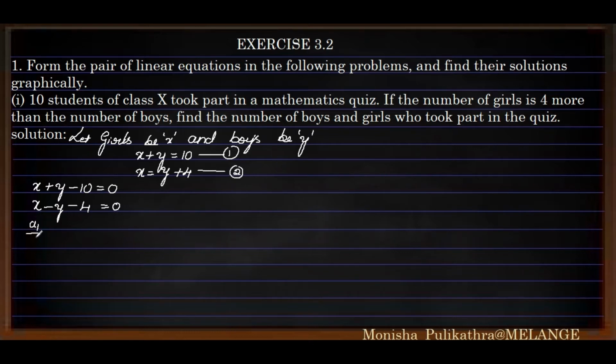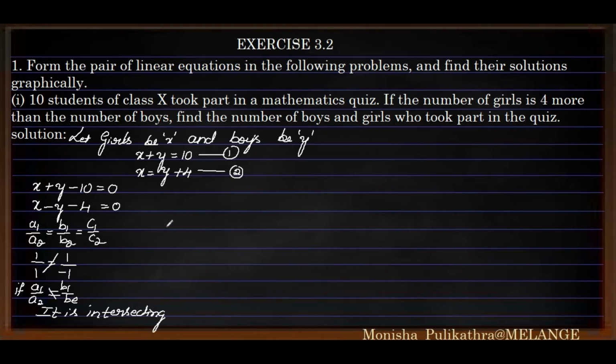Here, A1 by A2 is equal to B1 by B2 is equal to C1 by C2. So A1 by A2 is 1 by 1, and B1 by B2 is 1 by, here you can see it is minus, so 1 by minus 1. So clearly 1 by 1 is not equal to 1 by minus 1. So if A1 by A2 is not equal to B1 by B2, then it is intersecting, right? So if it is intersecting, we need to find the point of intersection, so we need to solve the problem.